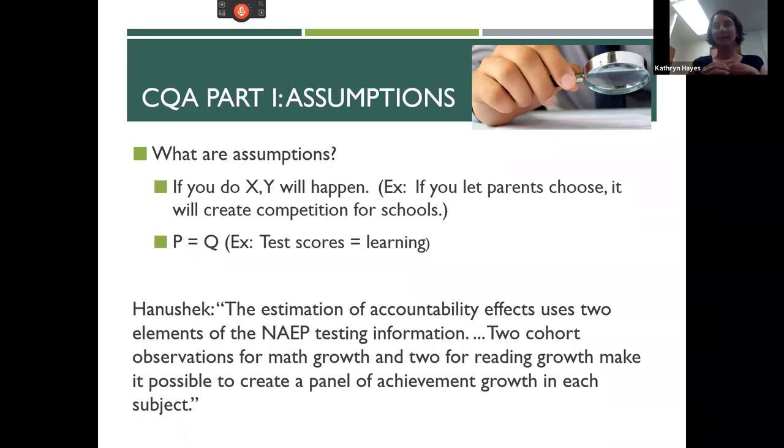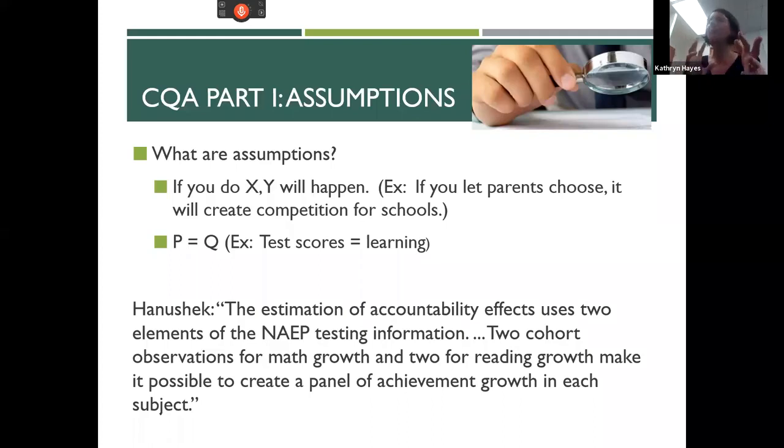Another example from Hanushek, my least favorite researcher: the estimation of accountability effects in this paper he wrote uses two elements of the NAEP testing. The NAEP is a test of reading and math that they do in 4th grade, 8th grade, and 11th grade. Two cohort observations for math growth and two for reading growth make it possible to create a panel of achievement growth in each subject. So notice that he's equating this test with achievement growth.